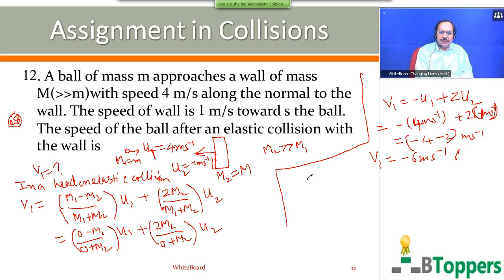That means the answer is 6 meter per second away from the wall. The negative sign indicates the direction of the velocity. The ball is reversed after collision.